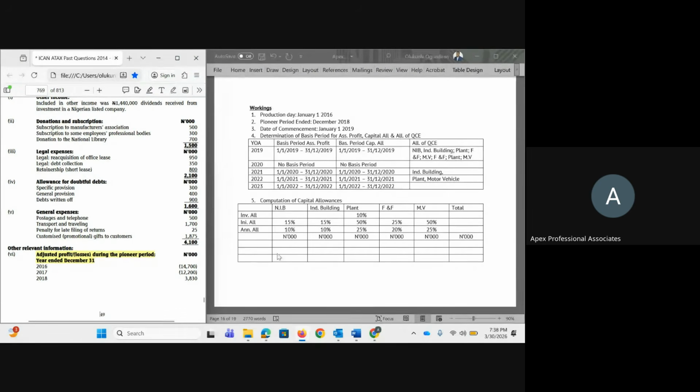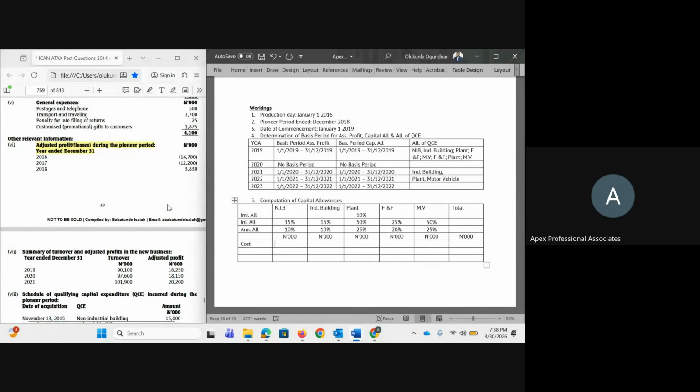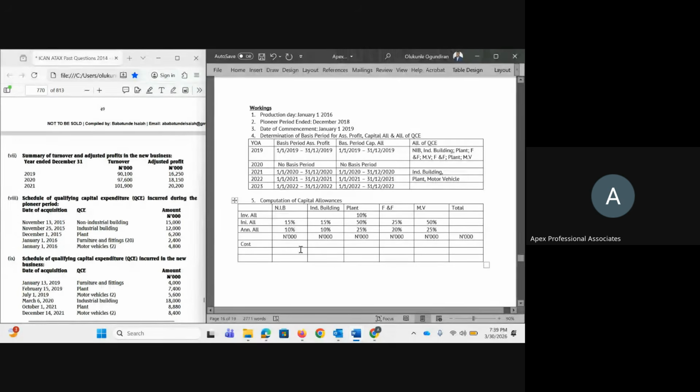Let's go ahead. So what's the cost of the assets in the pioneer period? Are we still together? Are you following me? Yes, sir. 15,000, right? 12,000.